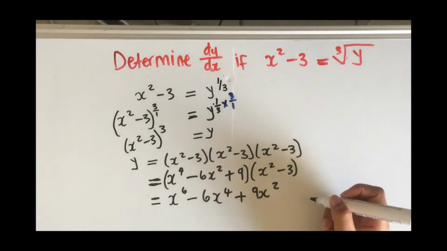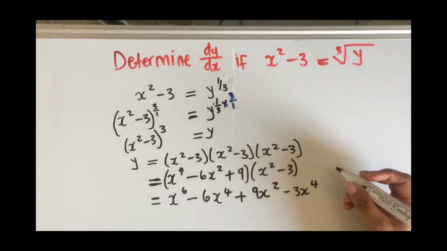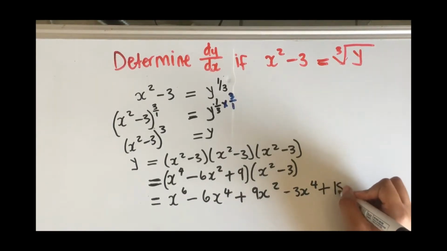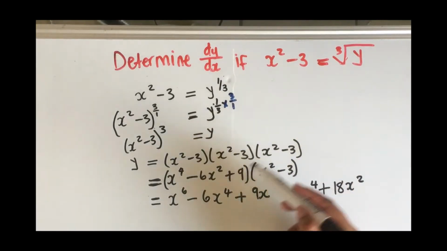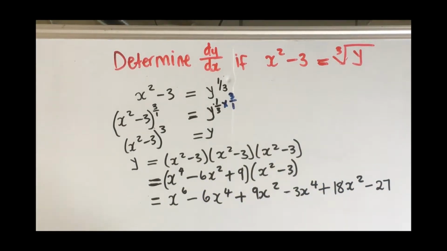Then negative 3 multiplied by x to the power of 4 is negative 3x to the power of 4. Negative 3 multiplied by negative 6x squared is positive 18x squared, and negative 3 multiplied by positive 9 is negative 27. Now we collect like terms: negative 6x to the power of 4 minus 3x to the power of 4, and positive 9x to the power of 2 plus 18x to the power of 2.